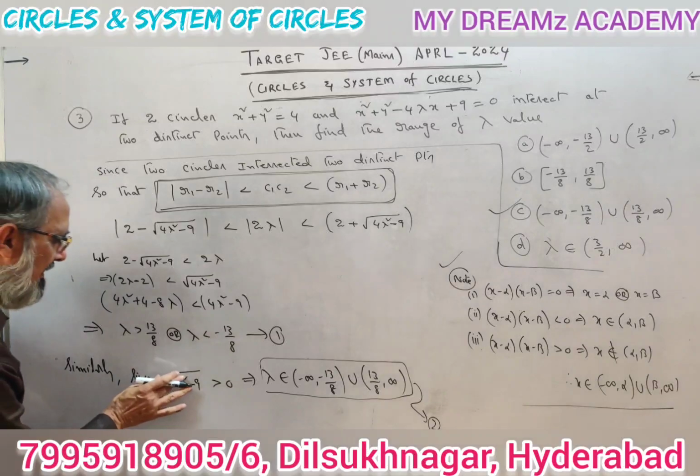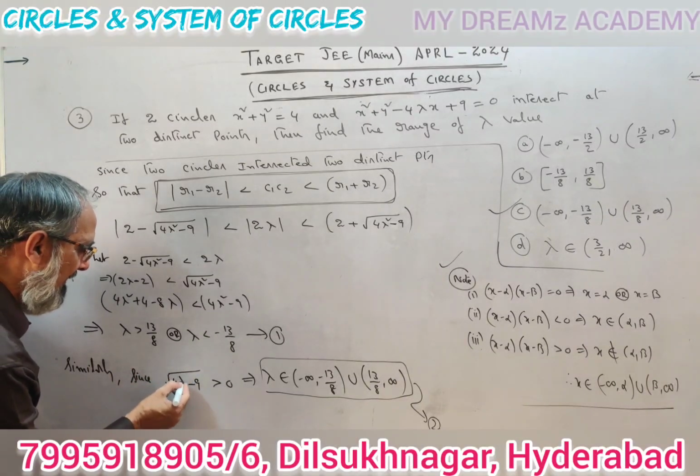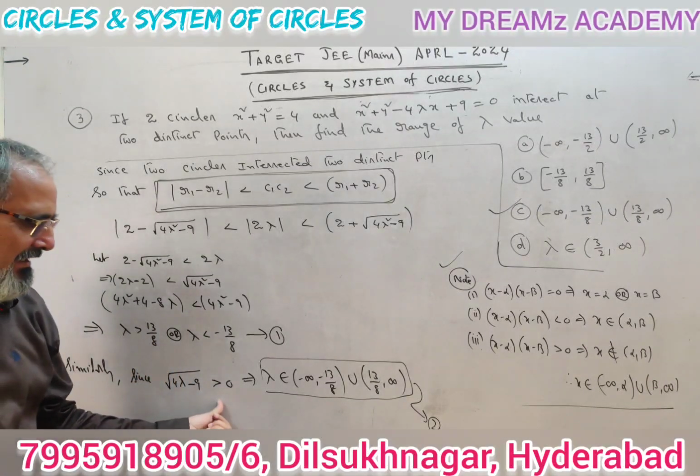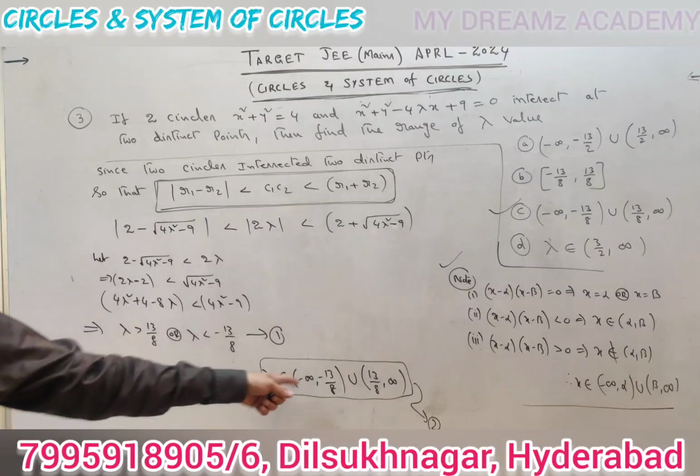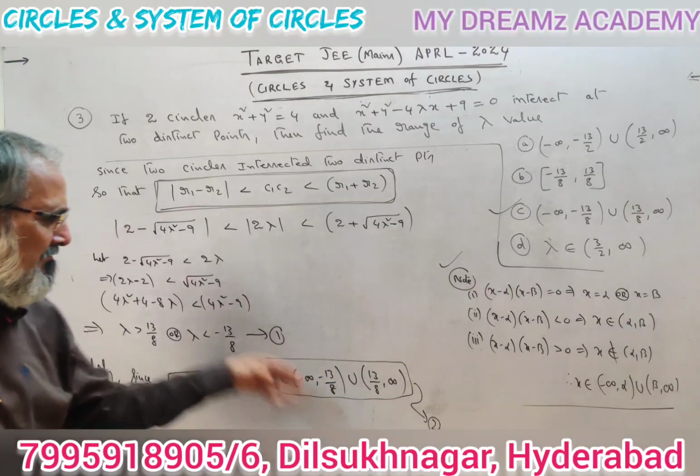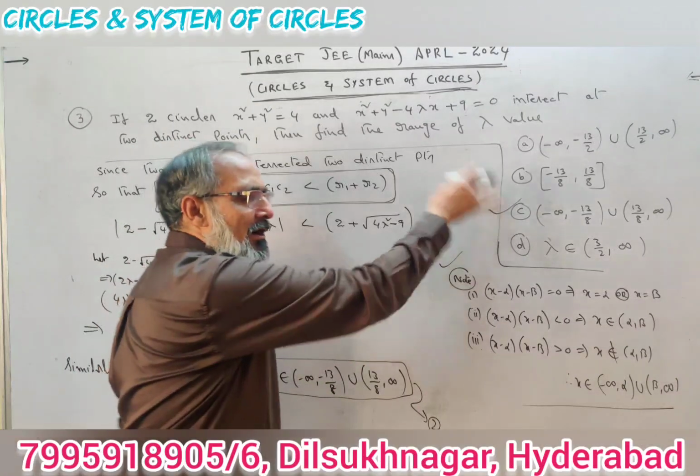So 4 lambda square minus 9 greater than 0 means that lambda lies between these two intervals. From 1 and 2 we can close the option C, the right answer.